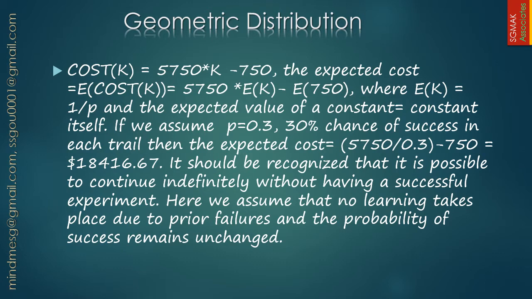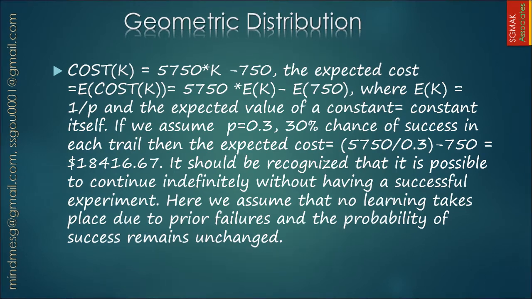It should be recognized that it is possible to continue indefinitely without having a successful experiment. Of course, the probability becomes smaller and smaller, and as you keep performing it, you're likely to get success. Here you assume that no learning takes place due to prior failures and the probability of success remains unchanged. These are important things to remember. We're assuming no learning taking place due to prior failures, so the probability of success in the next trial is not changing, and that remains unchanged.